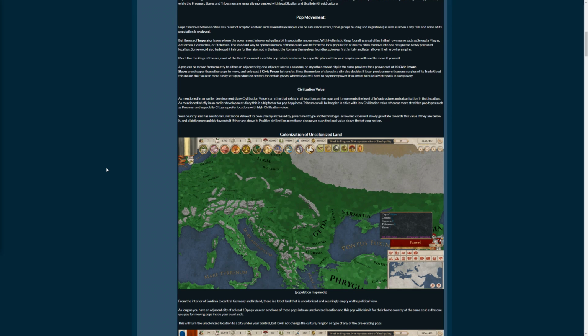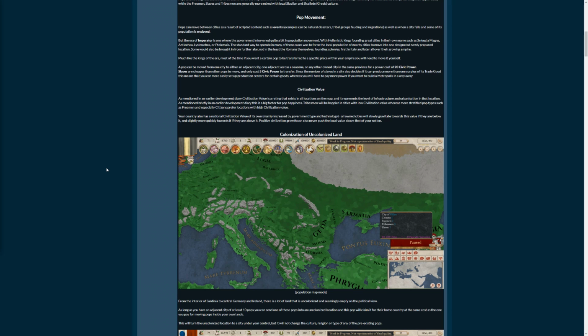That's cool. Slaves are cheaper than other POPs to move and only cost 5 civic power to transfer, since the number of slaves in a city also decides if it can produce more than one surplus of its trade good. This means that you can more easily set up production centers for certain goods, whereas you will have to pay more power if you want to build a metropolis away.